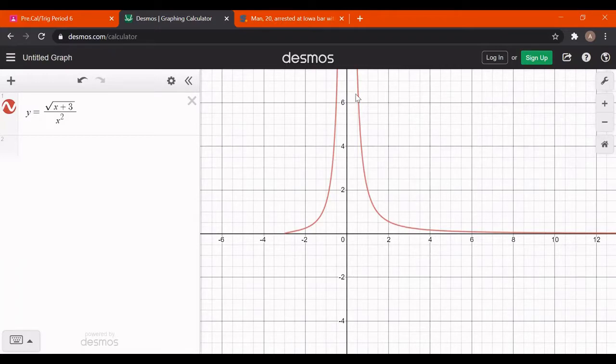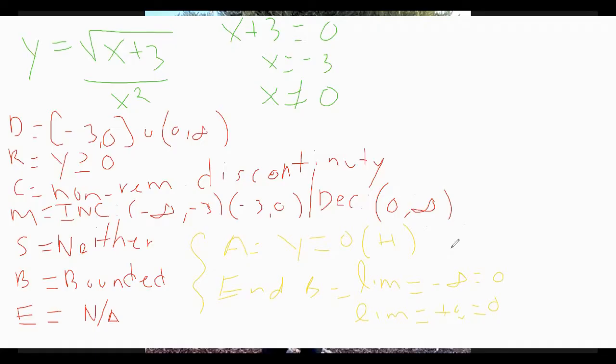So now, to find the domain, you set the expression equal to 0. So when you set x plus 3 equal to 0, you get x is equal to negative 3. But remember, x cannot equal 0 because it's in a fraction. So the first domain is negative 3, bracket, to 0, parenthesis, in interval notation. The second domain is 0 to infinity, and you get that using this.